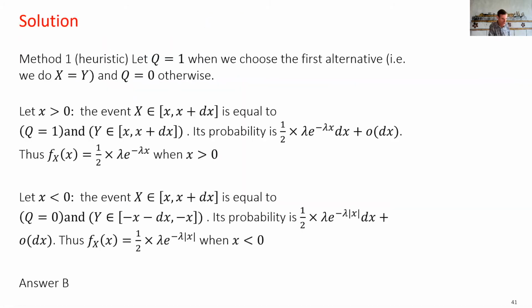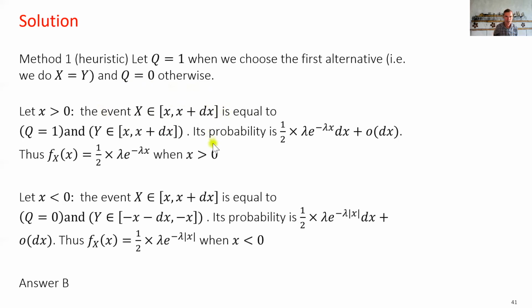Still, it's interesting to know how we solve such a problem. Let me show two methods, one which is heuristic, one that is exact. I think it's important to know both here. So let Q equal 1 when we choose the first alternative, when we output Y, and Q equals 0 when we output -Y. Well, the PDF, we can interpret the PDF as giving the probability that the random variable is equal to x plus or minus dx here. So what is the probability that we fall in this interval, right?